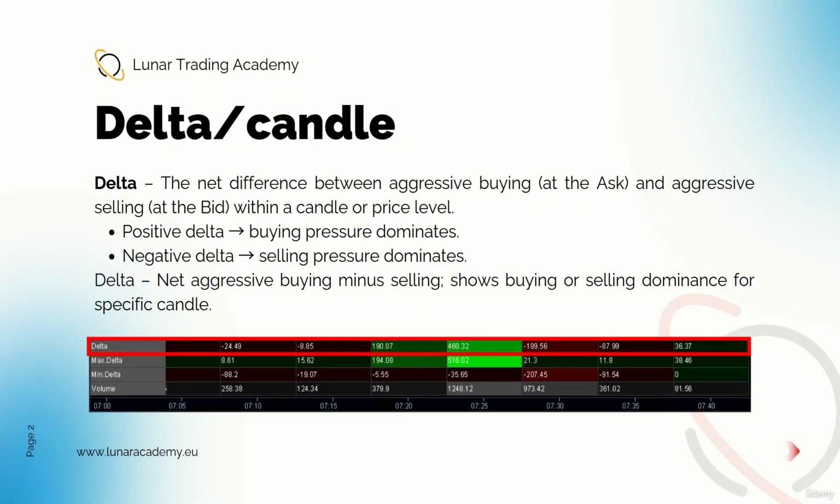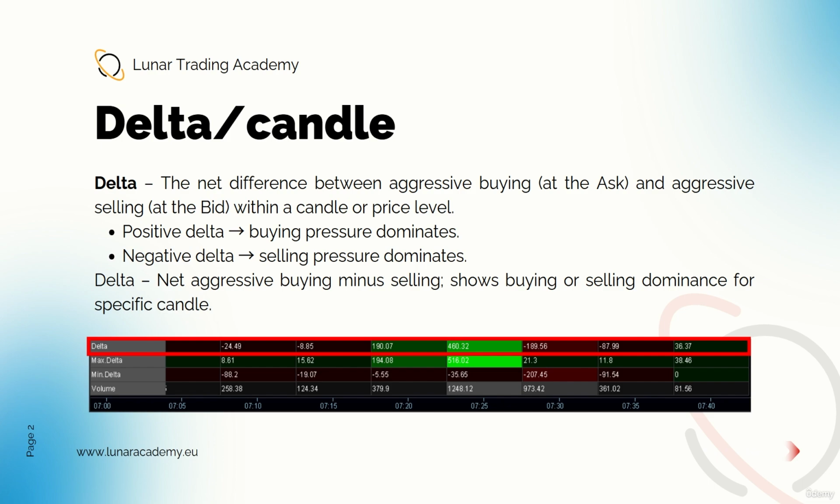As I mentioned in the previous video, the delta is basically the net difference between aggressive buying at the ask and aggressive selling at the bid within a candle or price level. In this case, within a candle, because this video is about delta per candle. So, total delta per candle shows us which side was ultimately more aggressive during a given candle. Positive delta equals more aggressive buyers, negative delta equals more aggressive sellers. So, if we see large delta, whether positive or negative, it indicates a significant dominance of one side.